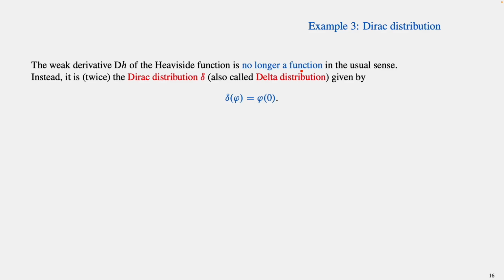So here we have a true distribution, and this is actually a very famous one. The weak derivative of the Heaviside function is twice the so-called Dirac distribution delta, or also called the delta distribution, which is simply given by delta of phi equal to phi evaluated at 0. So this linear functional takes the test function and maps it to the value of the test function evaluated at 0.